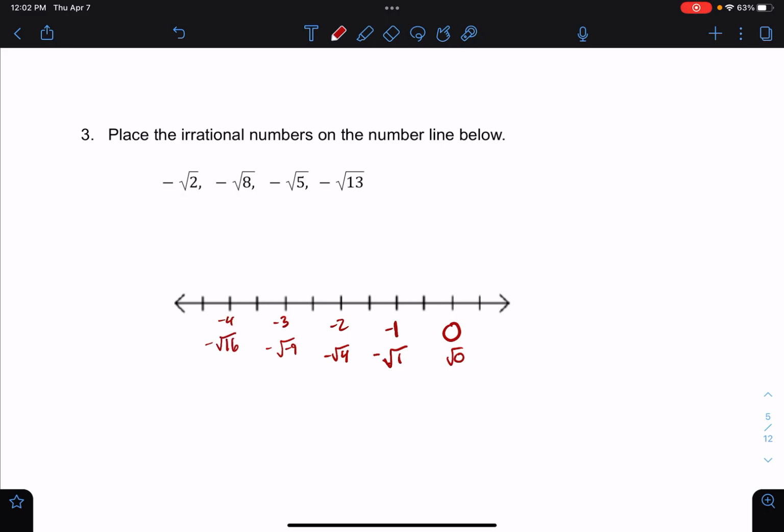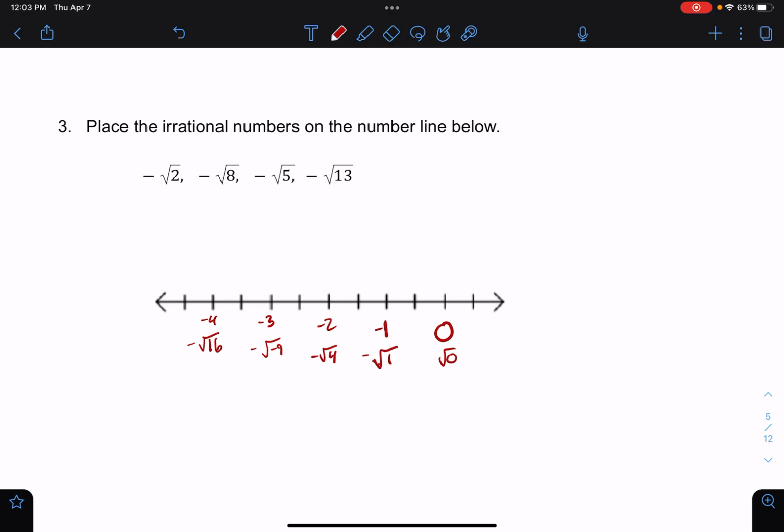All right, let's try and plot some of these. So negative square root of 2. I'm thinking it has to be between -1 and -2, right? Because negative square root of 1, negative square root of 4. It's definitely got to be closer to the negative square root of 1, though, right? Because 2 is closer to 1. So I'm going to go right there.